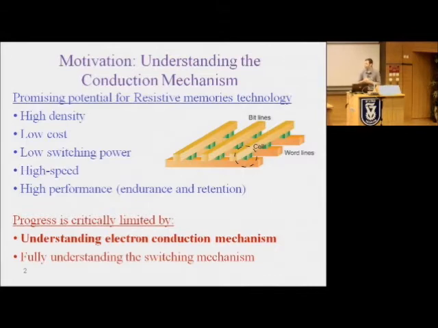So the motivation: I think it's pretty clear today that resistive switching is one of the most promising memory technologies due to its excellent scalability, potentially low cost, low switching power, high speed, and high performance by means of endurance and retention time. But the implementation of this technology is still limited by the lack of understanding of the conduction mechanism and the switching mechanism. And I'm talking here about electron conduction, of course.